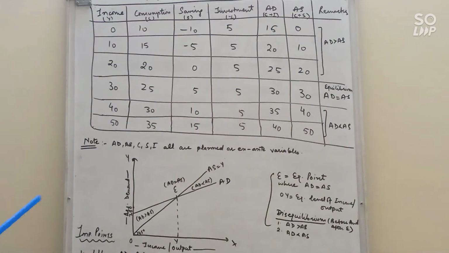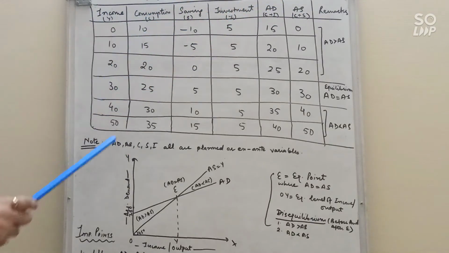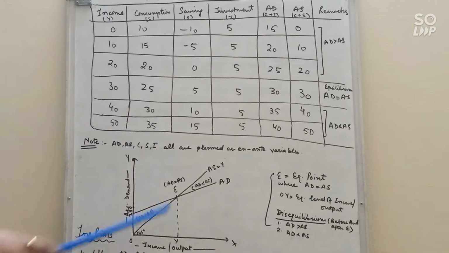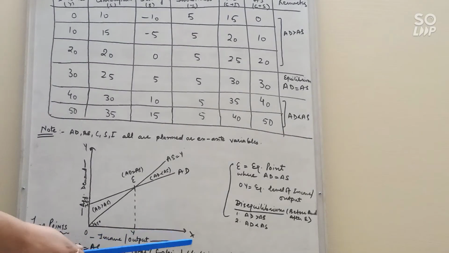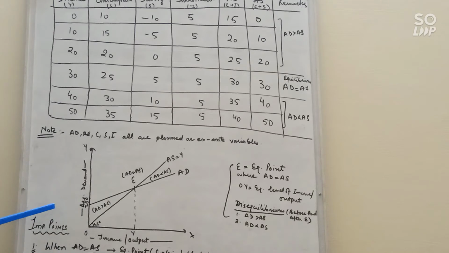Clear? One very important point you need to note here is that all these variables, AD, AS, investment, savings, are planned or ex ante variables. We can also find the equilibrium with the help of a diagram. Let's say OX represents income, output, employment, and OY represents aggregate demand. The income or output curve, that is AS, makes a 45-degree angle. AD never starts from zero because of autonomous consumption, and it is always above the point of origin. So it slopes upward because of the relation between consumption demand and income.